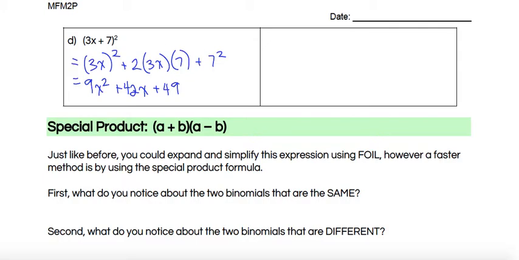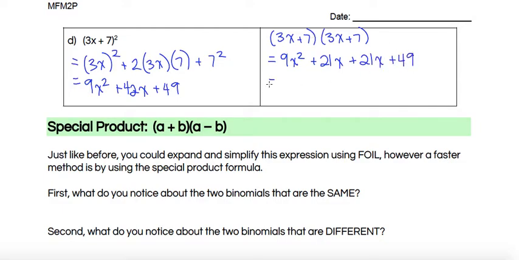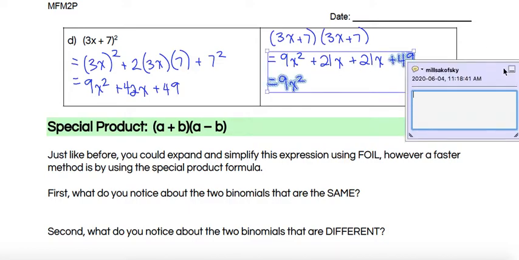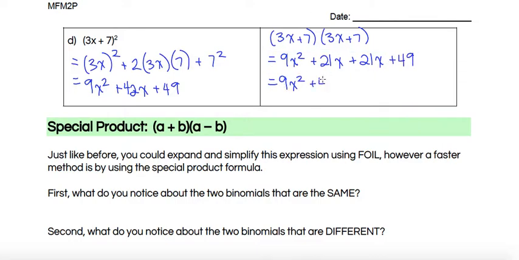And then we can also do this using FOIL. So I can write my bracket out twice. So 3 times 3 is 9, and x times x is x squared. 3 times 7 is positive 21x. 7 times 3x is 21x again. And 7 times 7 is 49. And adding your two middle terms, 21 plus 21 is 42. So 42x, and then plus 49. So same answer, just different strategies.